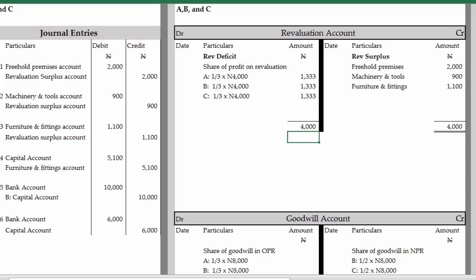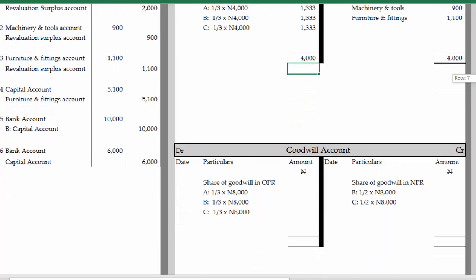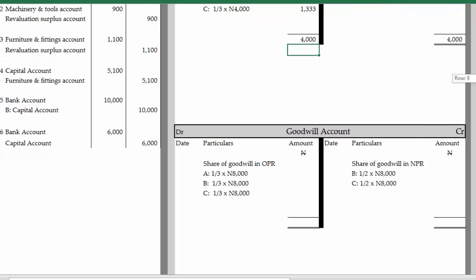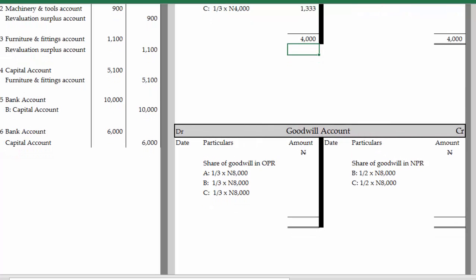Let's go on straight to the goodwill account. Remember, they told us in the question that the value of the goodwill is 8,000. And firstly, you will debit the goodwill account and you credit the partners' capital accounts with a share of goodwill in the old profit sharing ratio. So let's do that. Share of goodwill in old profit sharing ratio.